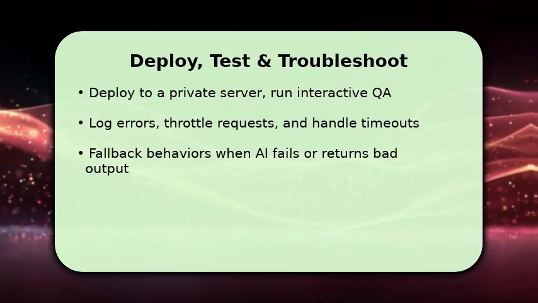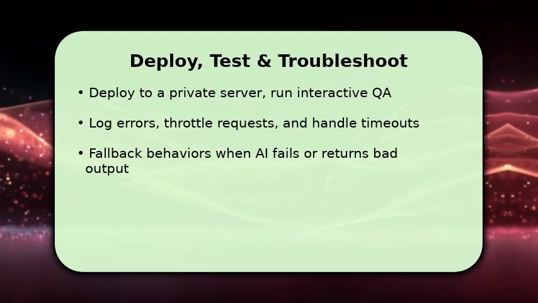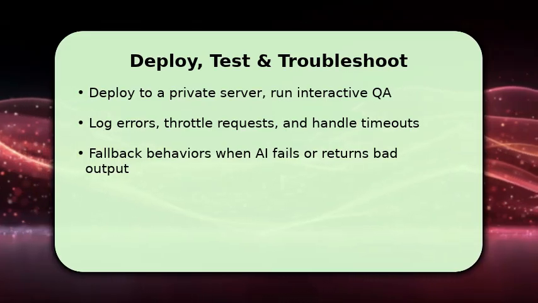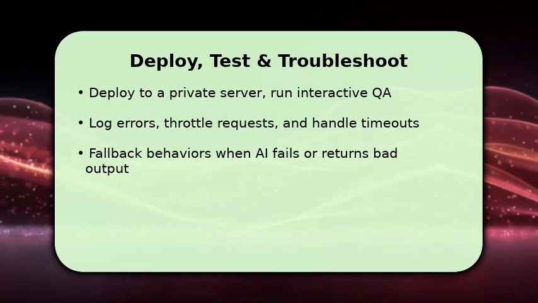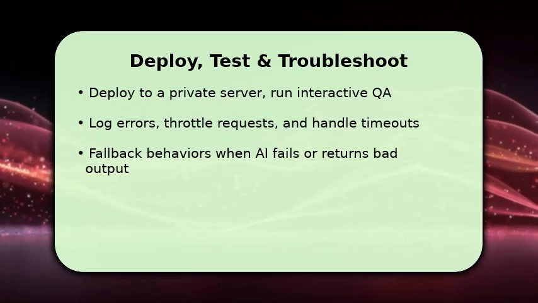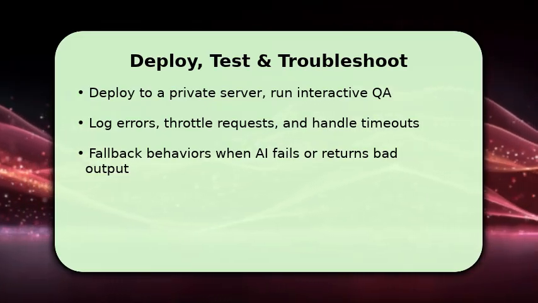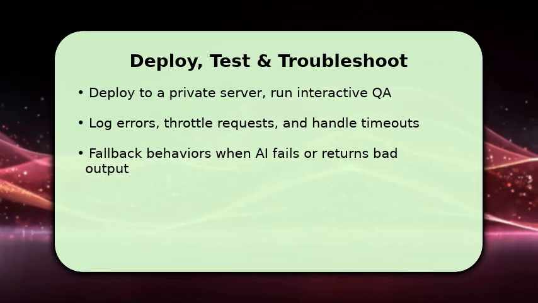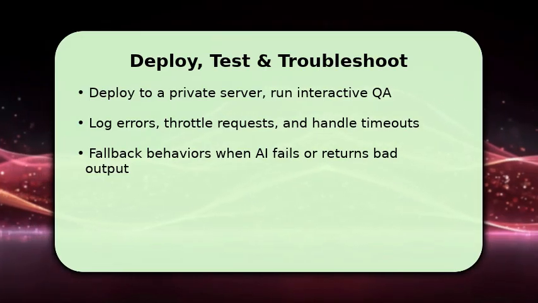Once done, add logging and monitoring so you can spot rate limit hits and malformed responses, and implement throttling to avoid API overuse. If the assistant fails or returns poor output, revert to a safe fallback, static dialogue, canned behaviors, or a retry, and make sure your server logs give you the key clue needed to fix the issue.